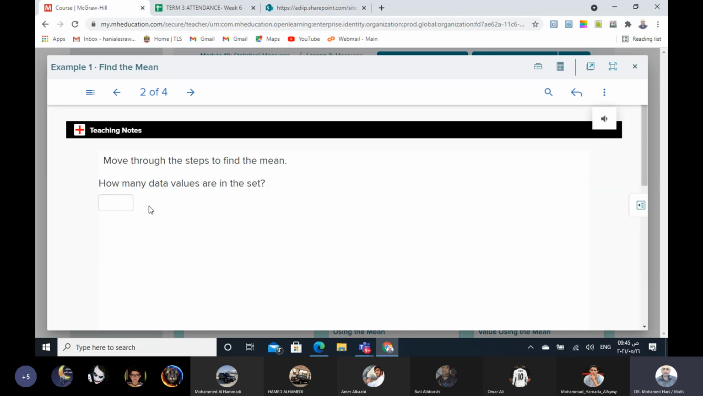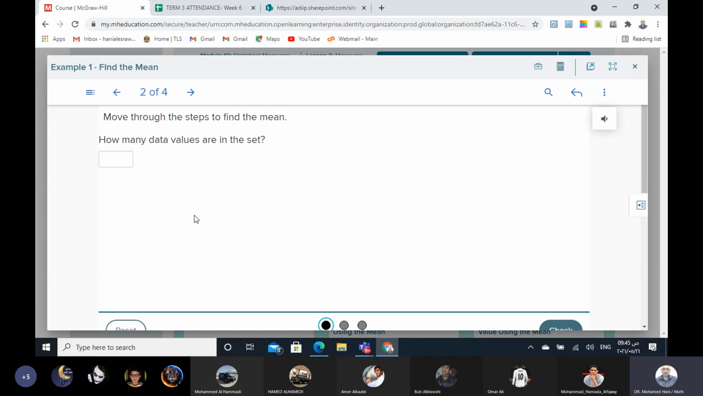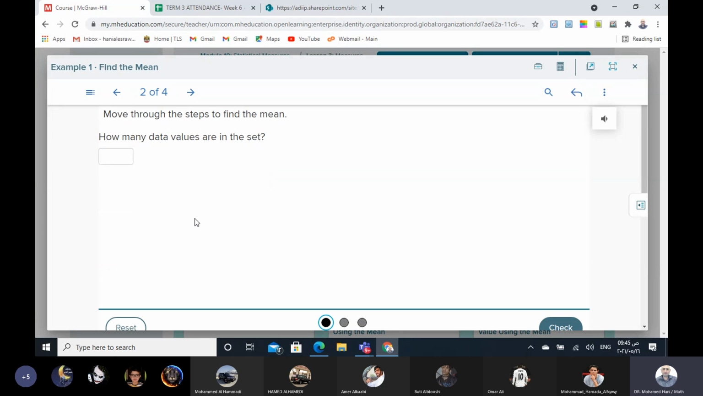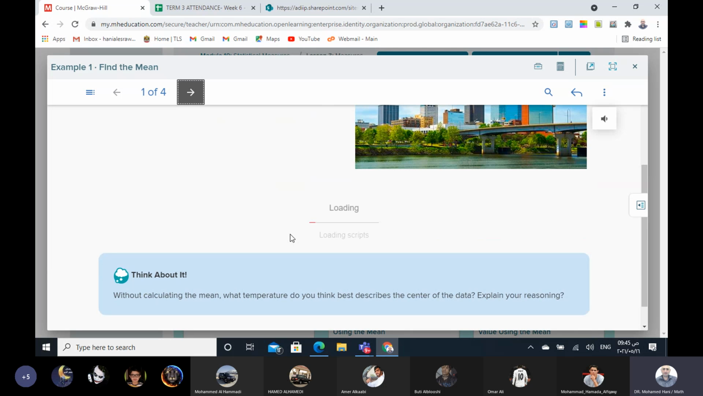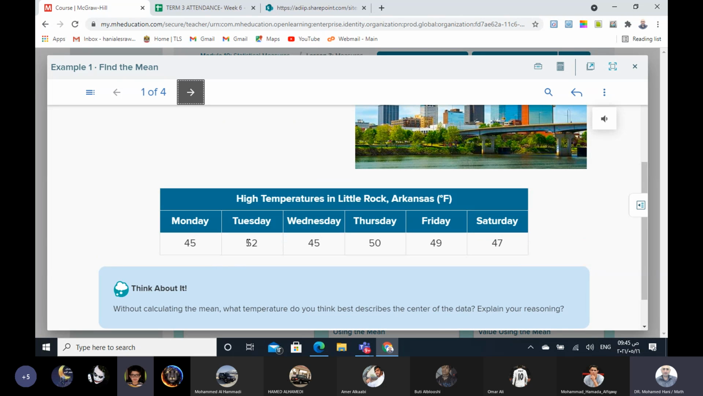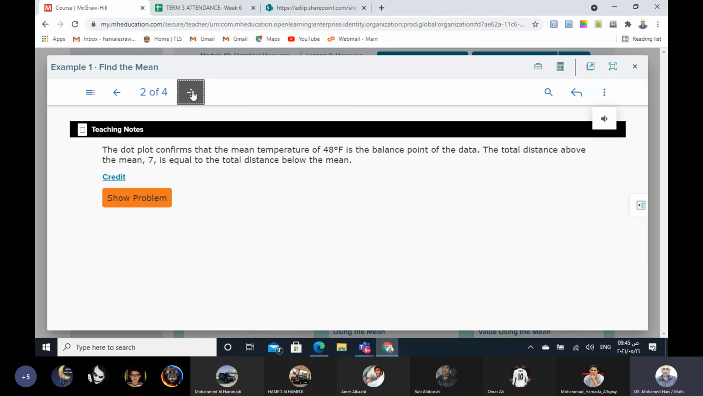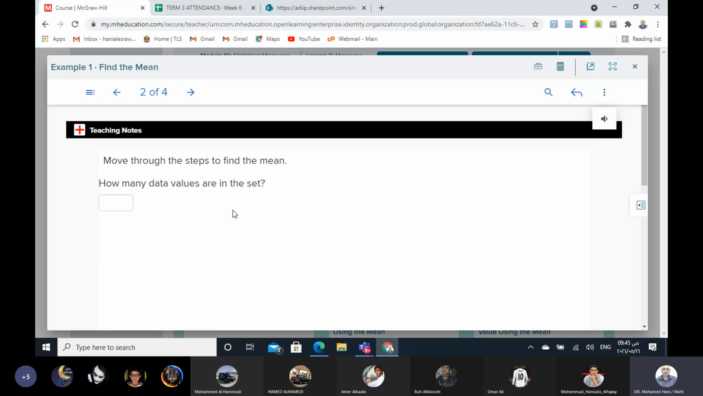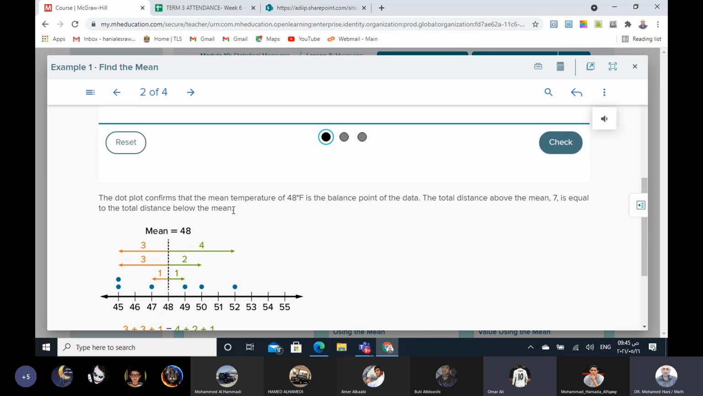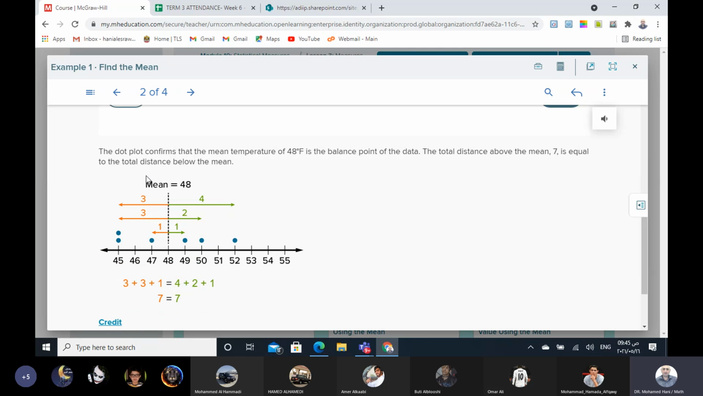Move through the steps to find the mean. How many data values are in the set? Who can tell me? Go back to the table. 6: 1, 2, 3, 4, 5, 6. So we have 6. And here we have the dot plot.